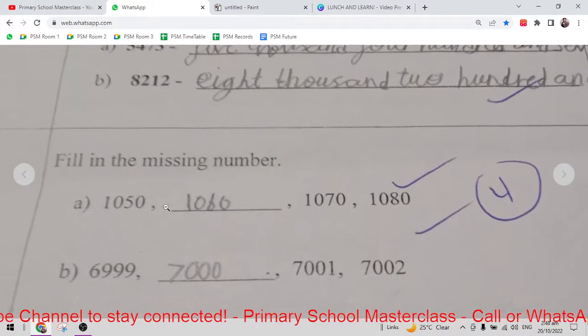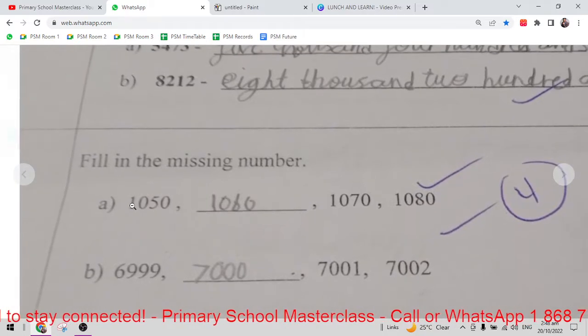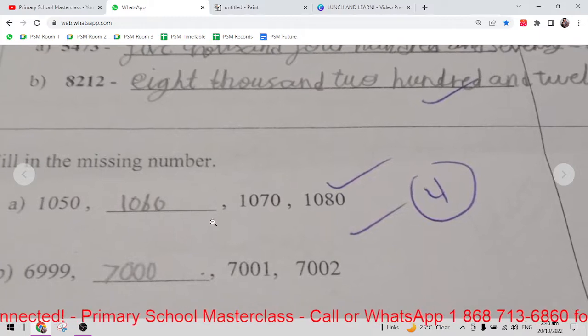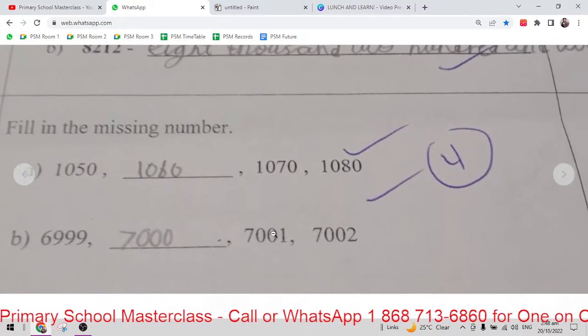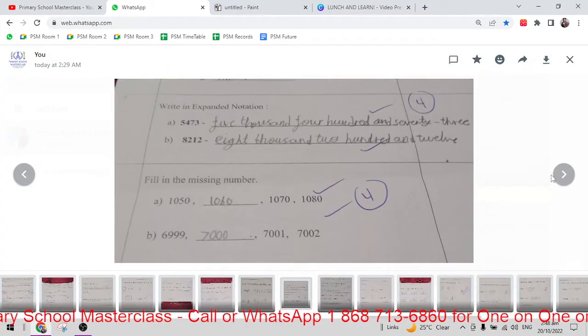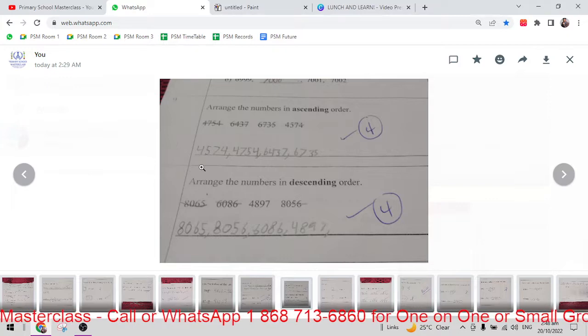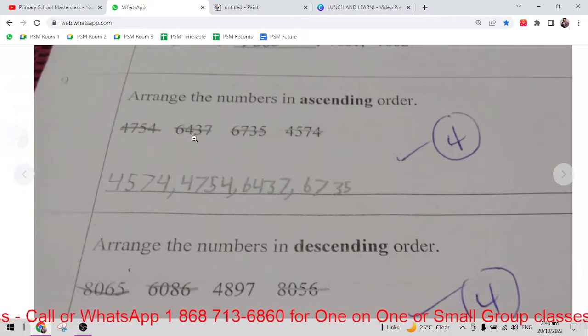So she saw that the numbers are increasing in tens. So 1,050, 1,060, 1,070, 1,080, awesome. 6,999, 7,000, 7,001, 7,002, awesome. Very good work there. Very good work. I'm very happy to see that there. Moving forward, ascending order. Good old ascending order. She did great on this.